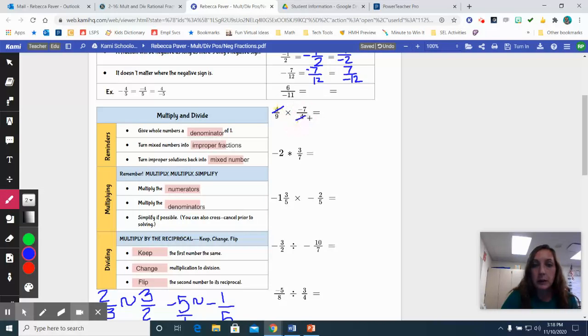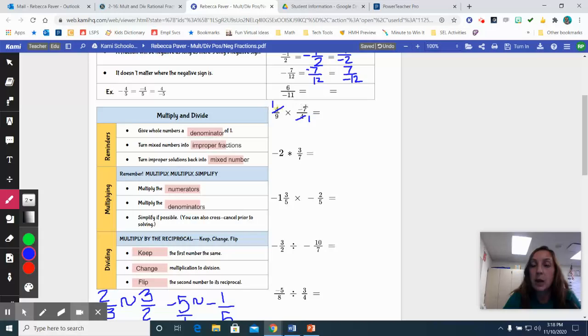and what we get is 1. 7 and 9, you don't have to worry about the negative. You'll just deal with that negative during the multiplication. 7 and 9 do not share a common factor, so we cannot cross cancel. Now, remember to multiply fractions. It says here for the second box down, multiply, multiply, simplify. So that's multiply the numerators, multiply the denominators, simplify.